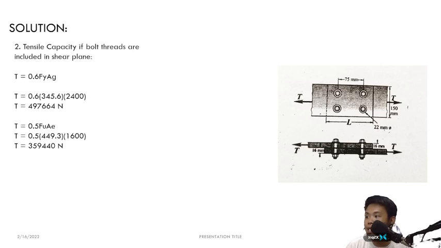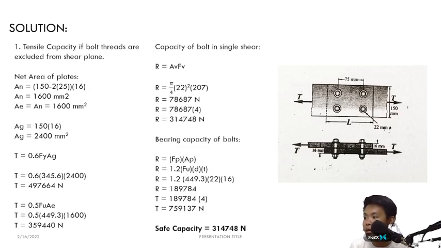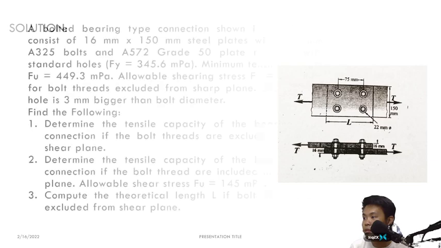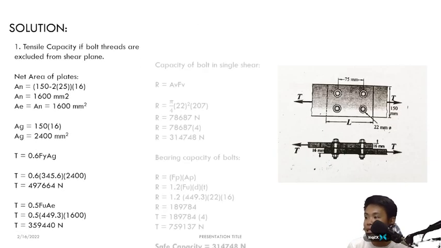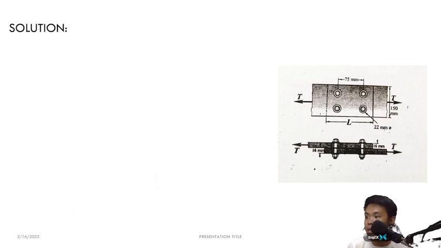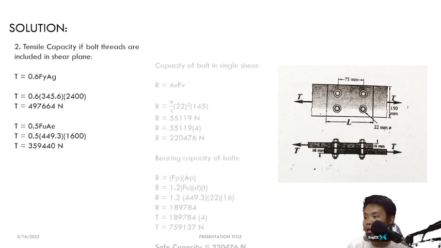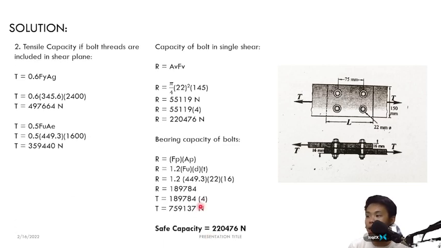So, next is to solve the tensile capacity if bolt threads are included in shear plane. So, kung mapapansin nyo dito, halos katulad lang din siya nung number 1 without the shear plane. So, dito kasi, may binigay sa ating given na ang ating Fv na daw ay magiging 145 MPa. So, kung makikita natin dito, isa-substitute lang siya. Yun lang ang gagamitin natin. So, yun lang ang maiiba.